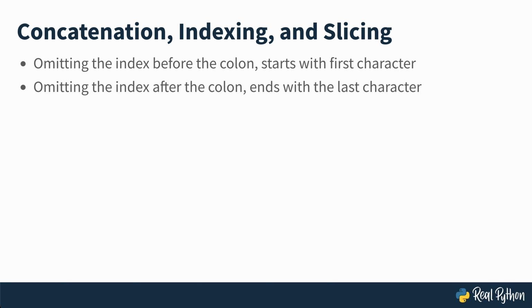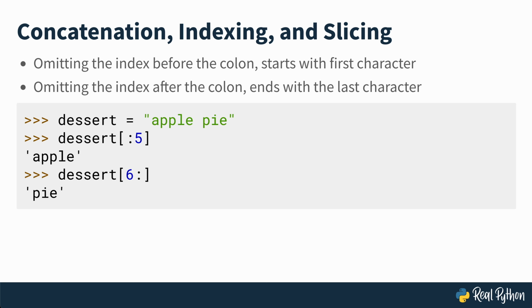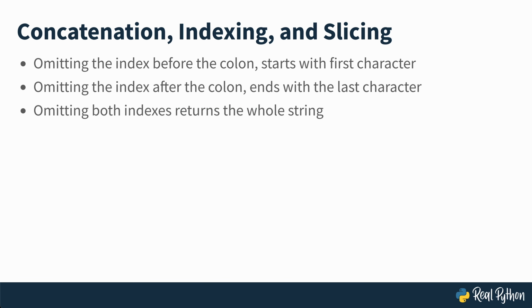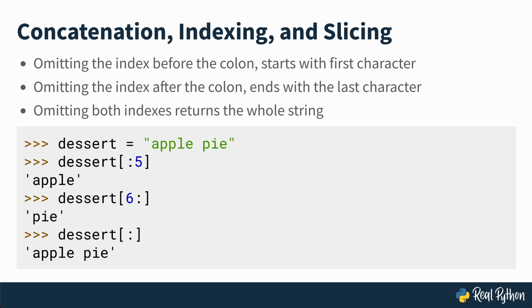If you omit the index after the colon, it's going to end with the last character. So you can see here, dessert 6: would grab just the word pie. If you omit both indexes, that returns the whole string. And you can see that in the bottom example. So that's an option, is that you can omit the indexes to get either the beginning of the string or the end of the string, or in the case of removing both indices, you return the whole string.